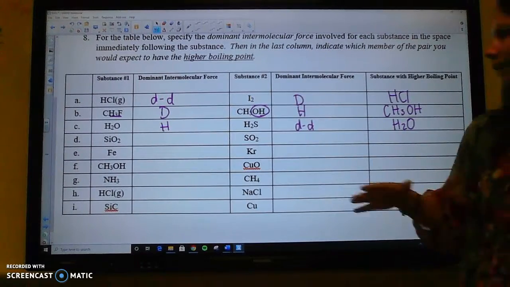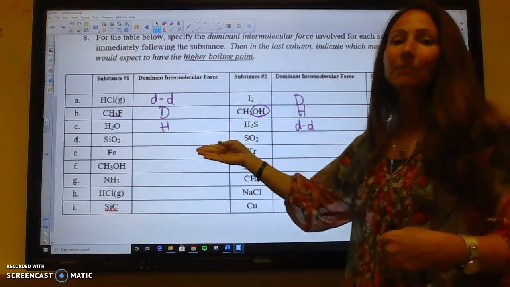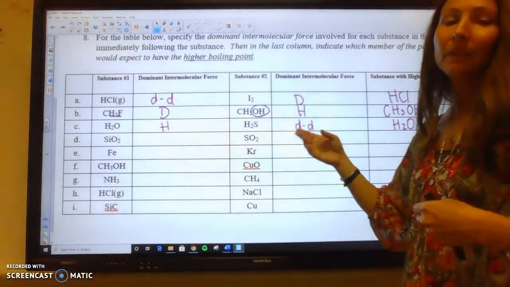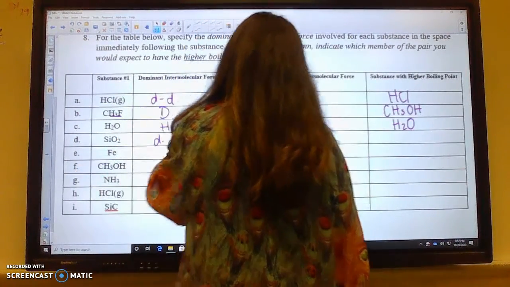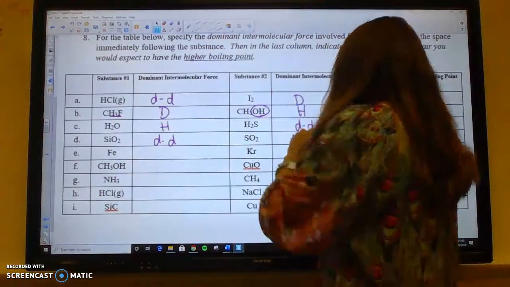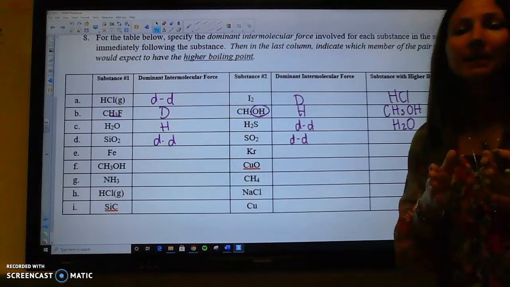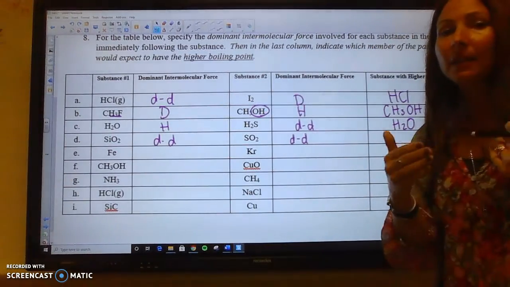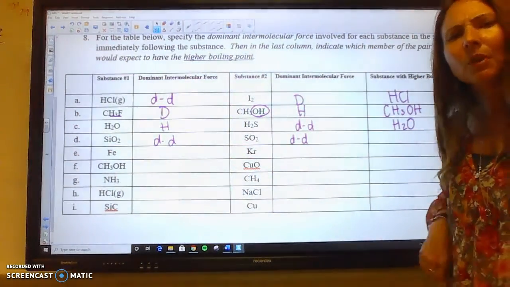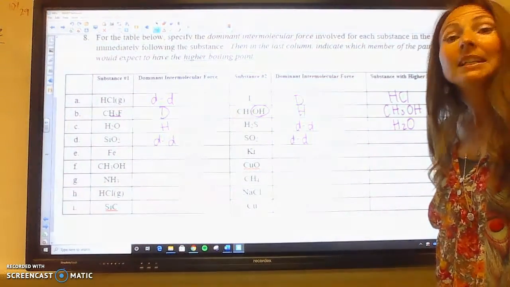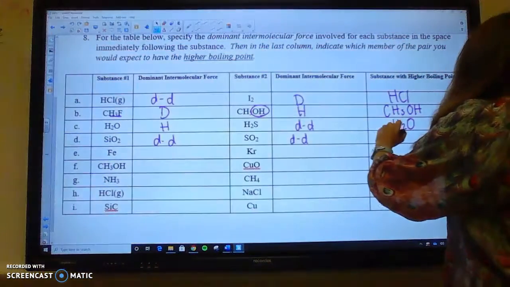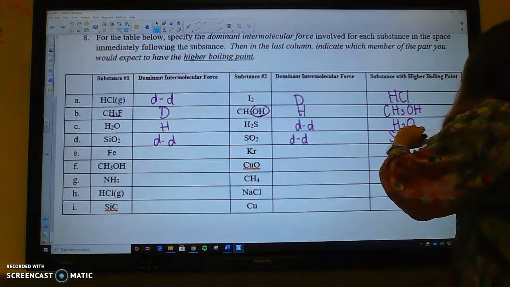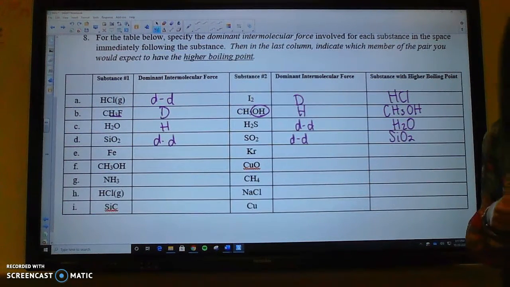Letter D. You have SiO2 and then SO2. Both of those are dipole-dipole forces, okay? However, one of these is a special case that is a network solid. Which one is it? It's silicon dioxide. So it's our first one. And remember, silicon dioxide forms sand, glass. That's a very unique case.